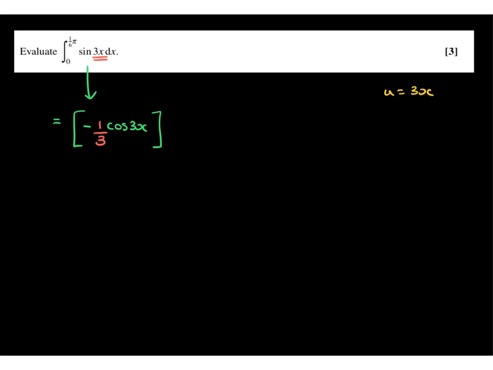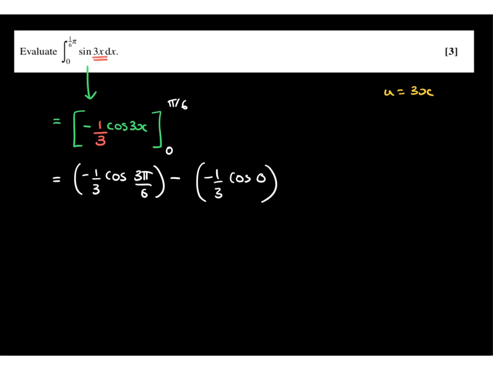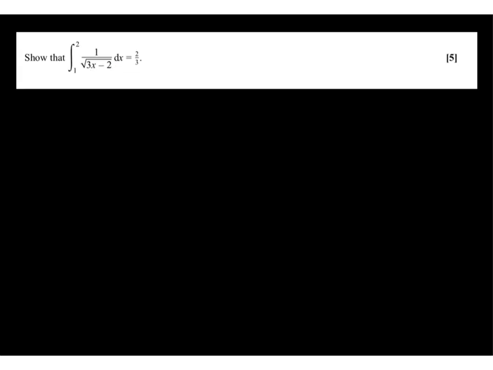And you can always check by thinking, does it differentiate back to being sine 3x? And yes, it would. So here are our limits, 0 and pi by 6, and let's substitute these in. So we get negative 1/3 cos 3 pi by 6 minus negative 1/3 cos 0. So what does this give us? 0, and then we have plus 1/3. So the answer is simply 1/3.